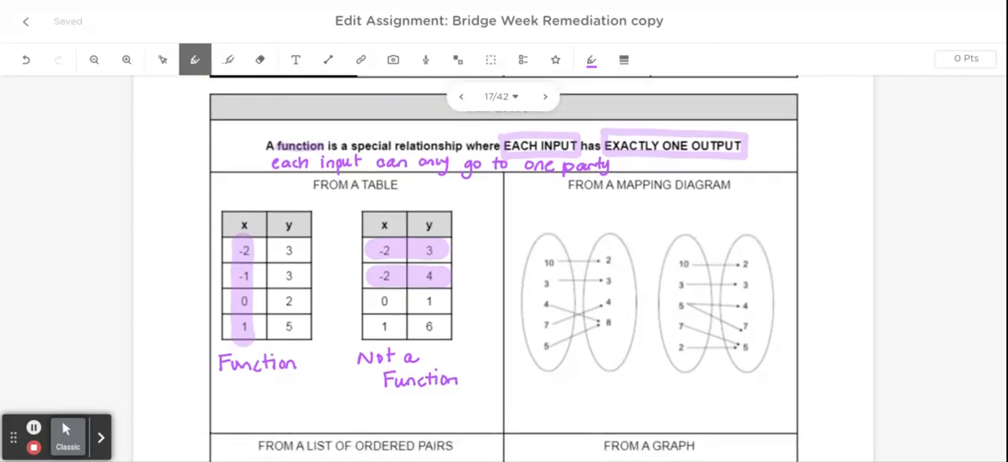Now, if we're looking at a mapping diagram, again, we're going to look at the inputs and make sure that each of these inputs is only going to one party. So this guy's going to one party, one party, one party, one party, and one party. Everybody's only going to one party. So this would be a function.